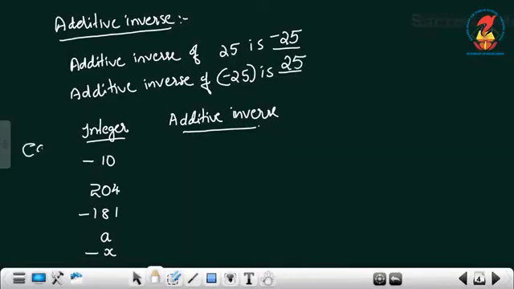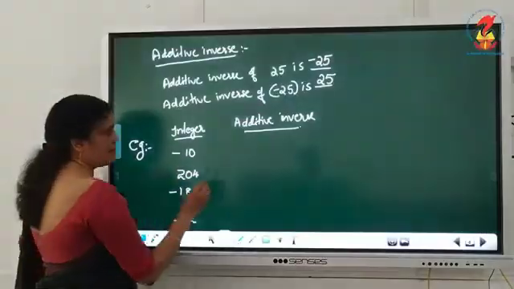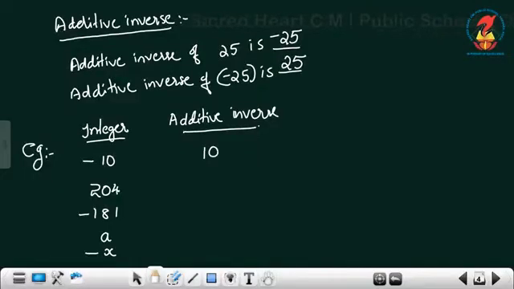For example, the integer negative 10. What is the additive inverse of negative 10? Positive 10. What is the additive inverse of 204? Negative 204. What is the additive inverse of negative 181? Positive 181. What is the additive inverse of A? Negative A. What is the additive inverse of negative X? X.